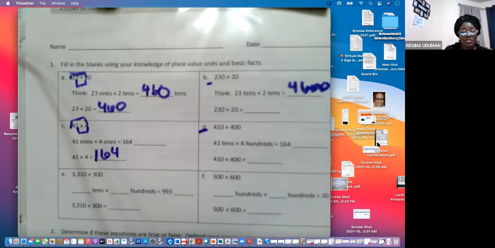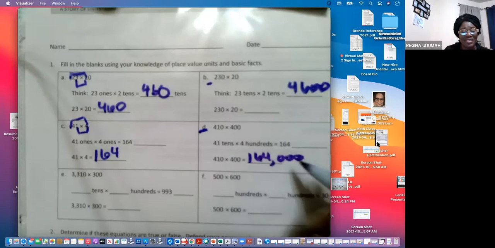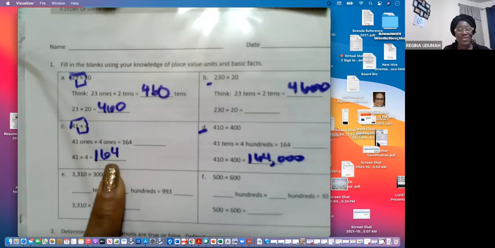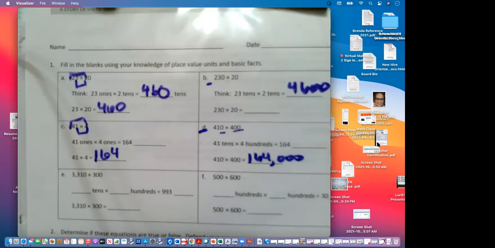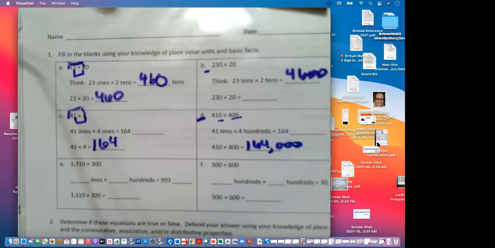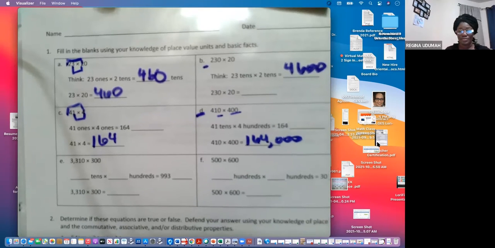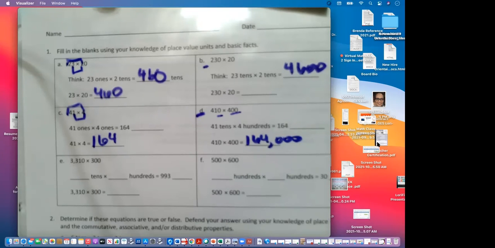The answer should be 410 times 400. So it will be 16,400. Sorry, 164,000. 3 zeros to 164. See where the 3 zeros came from? You have 2 here and 1 here. You see it, Andrew? 164,000, right? Yep, 164,000.